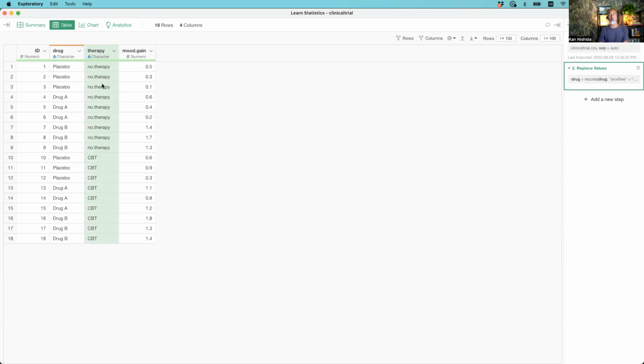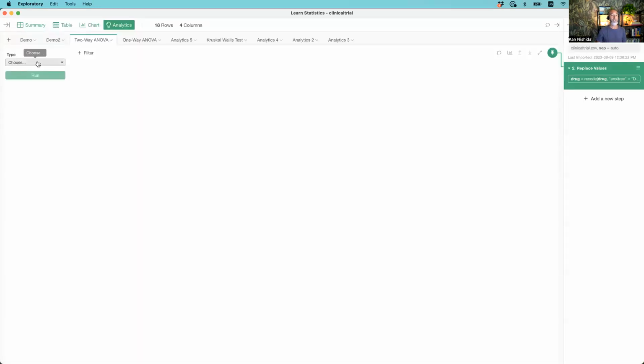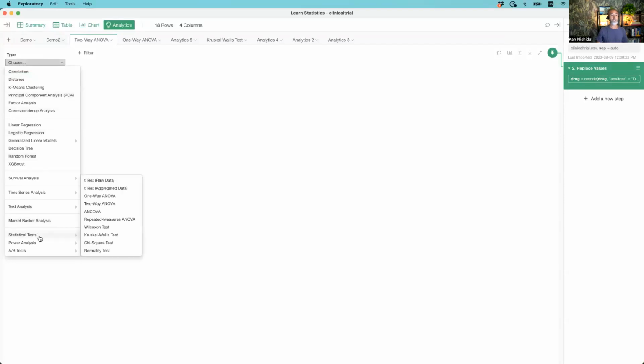Okay, so in a one-way ANOVA we did with the drug, we found that the drug is significant. But we also realized there's a difference between the patients in terms of whether they take the therapy or not. So we want to take that into account and bring it in as a second variable. So we go to Analytics, and under Statistical Test, instead of running the one-way, we want to run the two-way ANOVA.